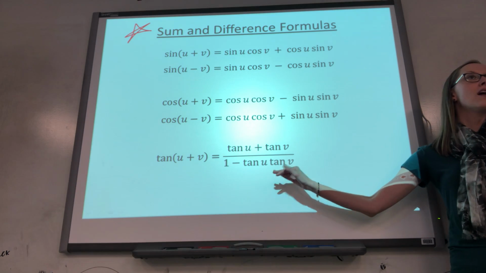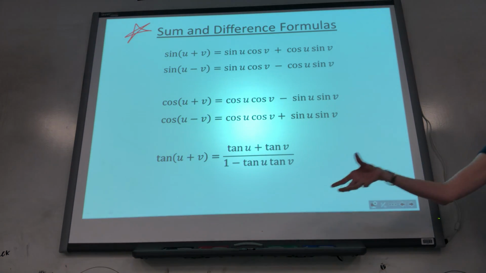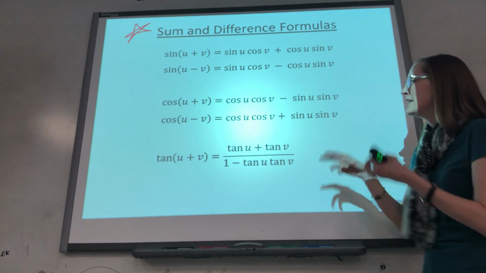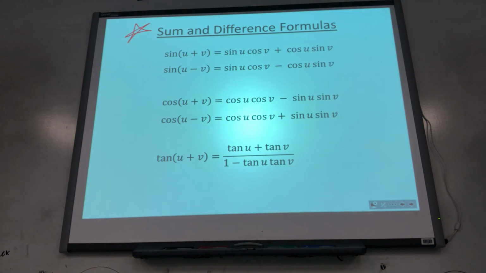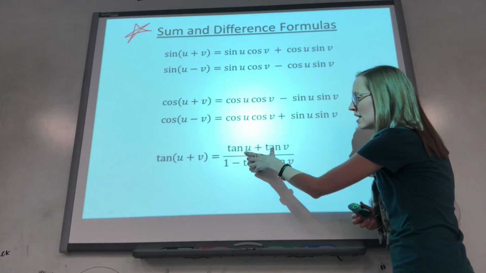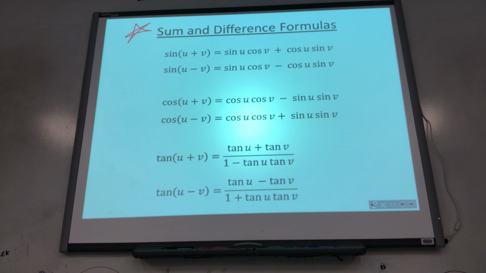Notice the tangents on bottom are right next to each other. That means they're getting multiplied together. Same with all of those. The trig functions that are right next to each other, that means they're getting multiplied together. These are not. These are being added, but down here those two are being multiplied.